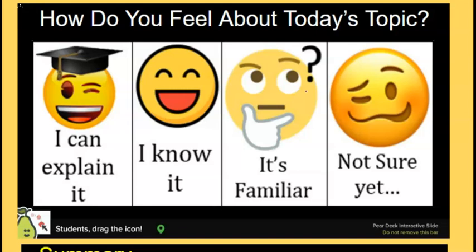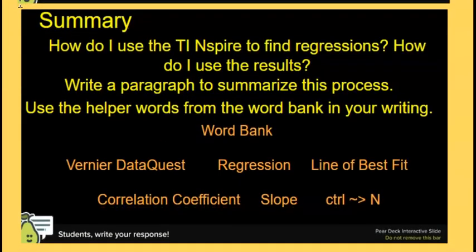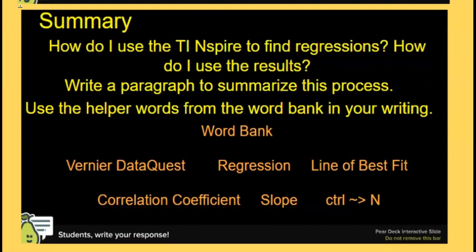How do you feel about today's topic? Can you explain it to others? Are you not sure yet, or somewhere in between? Drag the icon on how you feel about today's topic. And on the last slide, go ahead and write your summary. How do I use the TI Nspire to find regressions? How do I use the results? Write a paragraph to summarize this process. Use the helper words from the word bank in your writing. So include at least one of these words when you're writing your summary.